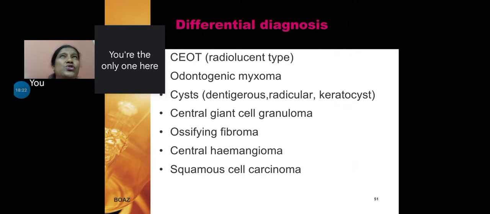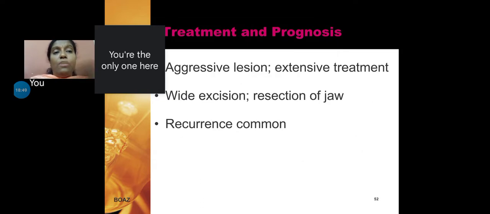such as the most common one being the radicular cyst, to dentigerous cyst, to the odontogenic keratocyst. We can also try to rule out central giant cell granuloma, ossifying fibromas, central hemangiomas, and squamous cell carcinomas as well, especially the acanthomatous type because it tends to show follicles with squamous cells and keratin pearl formation. So we need to be very careful about that.